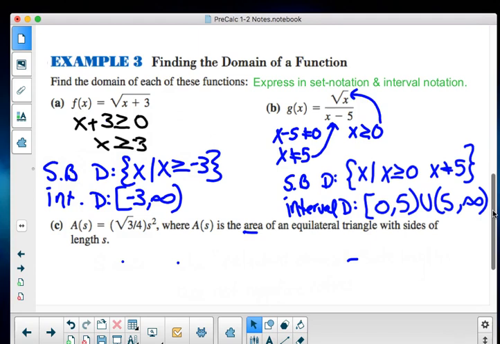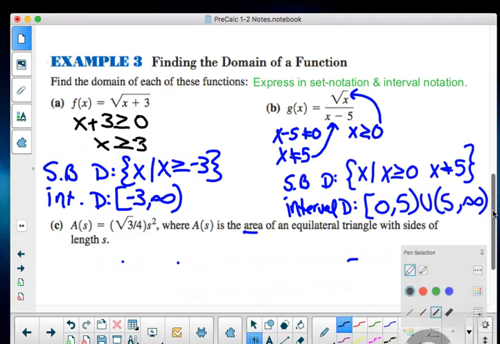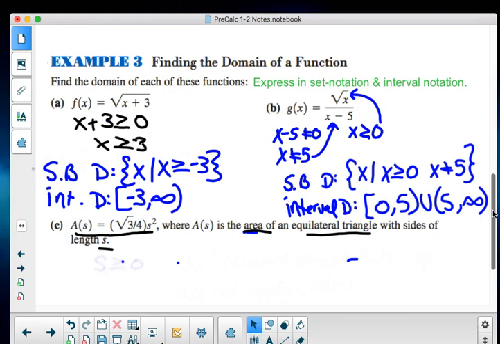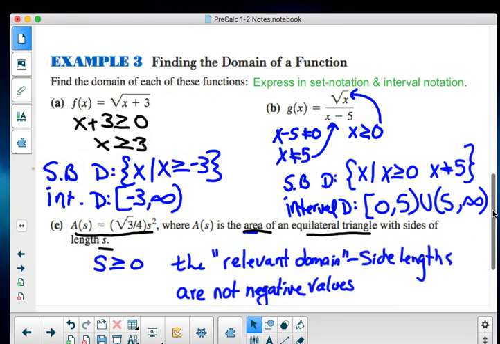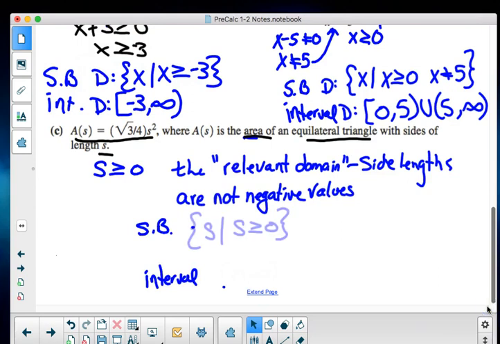This equation itself works anywhere. S could be any value. When I'm looking at this idea, I'm talking about the implied domain. It could be anything from negative infinity to infinity. But because I know it's the area of an equilateral triangle with sides of length S, can I have a side length that's negative? No. So my relevant domain forces this. Therefore my set builder and my interval would look like that.